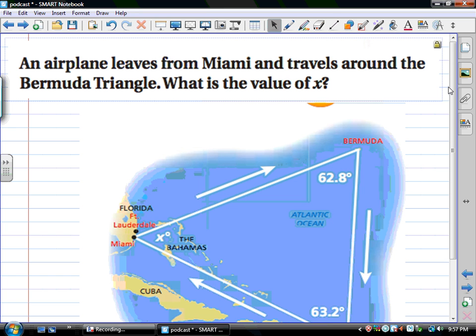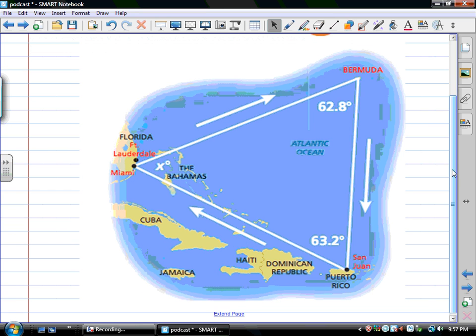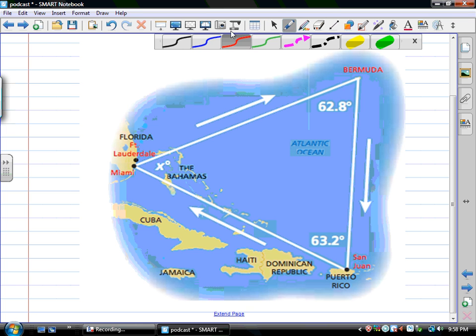An airplane leaves from Miami and travels around the Bermuda Triangle. What is the value of x? I'll work this problem using the second strategy, adding what I know and then subtracting. If you'd like to write an equation for this one, write an equation. See if you get the same answer that I get. Pick the way that's easiest for you.